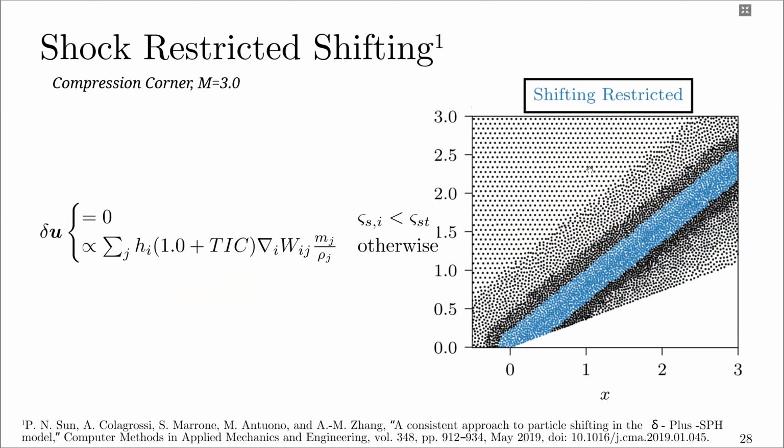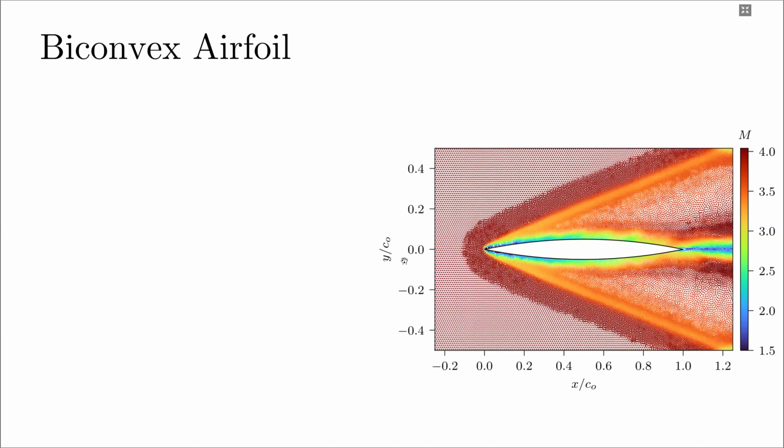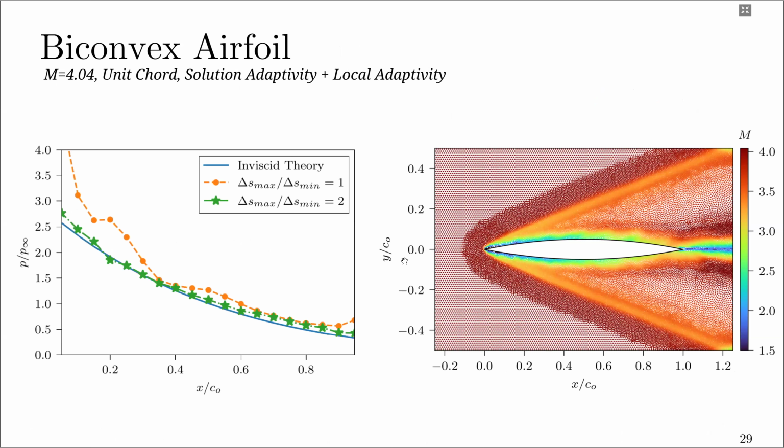So we also introduce shifting to regularize particle distributions, but we limit the shifting near the shock so that the shocks are not shifted. Shifting works very well in smooth regions, not near the shocks. So we limit the shifting again using our shock detector. And then we are able to solve this convex airfoil problem very nicely.